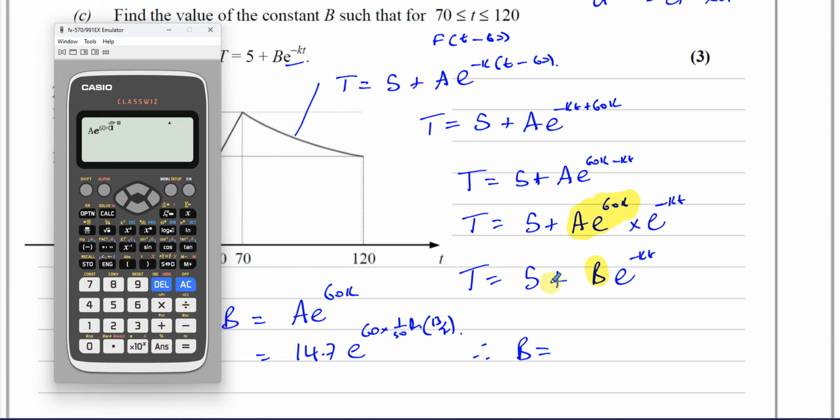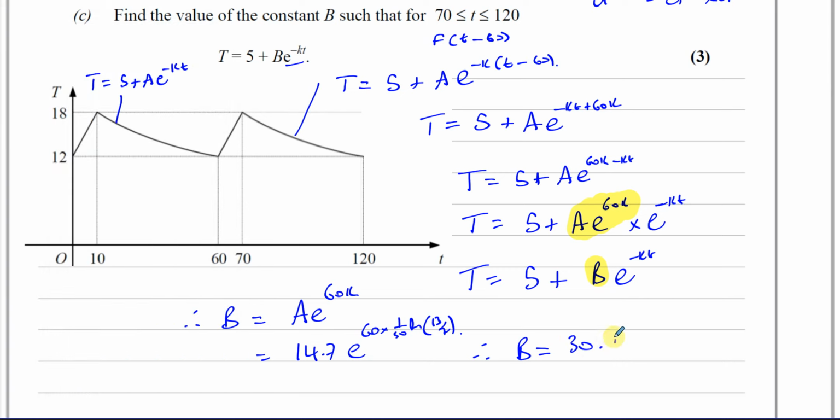That should be minus k, so there's a minus here. No, actually it's not, it's this. There's no minus there. It's 60k. I'm looking at the wrong thing. It's this one, so there's no minus there. And that gives us an answer, 30.926.